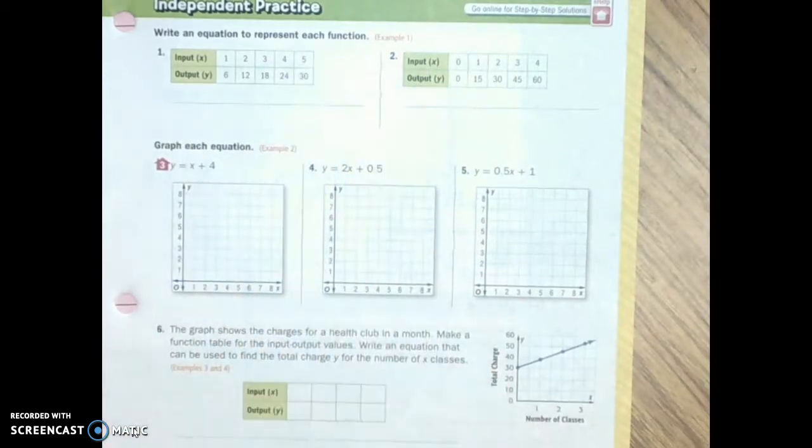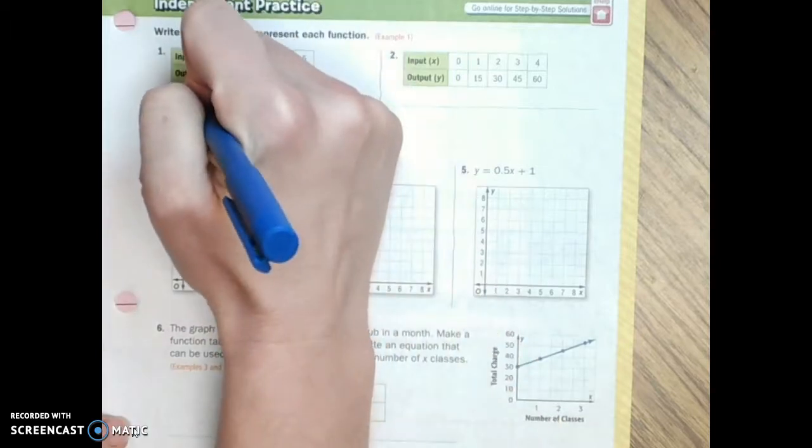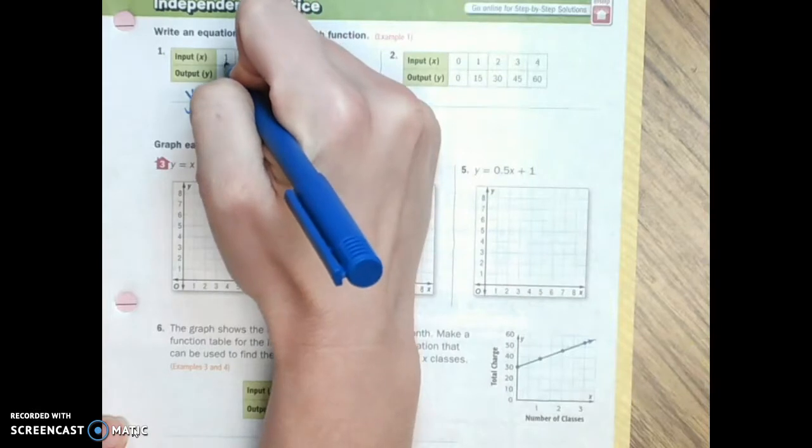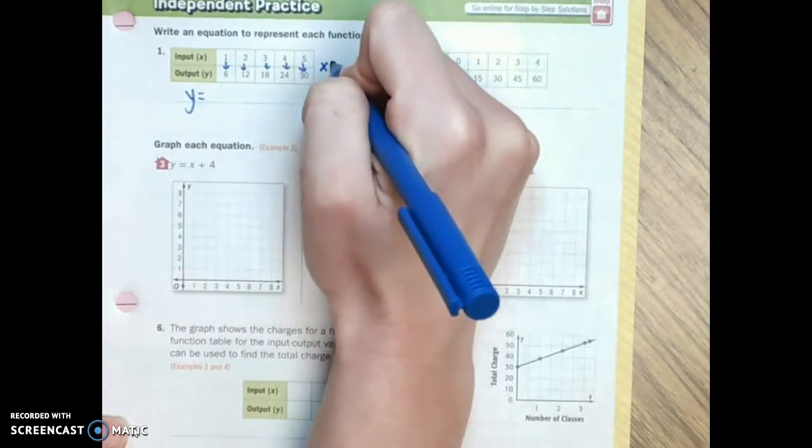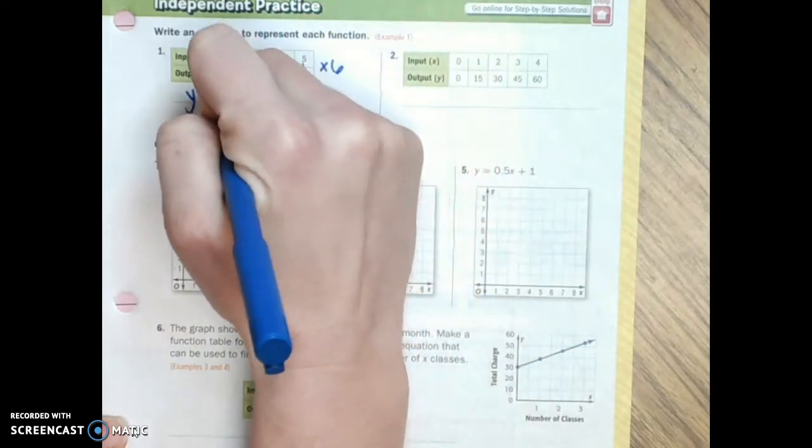The first two, they give you tables and they want you to write an equation. So remember, you're going to start with y equals, and then you're going to tell me how I'm going to get from the top to the bottom. And if you notice, we're going to be multiplying by 6, so y equals 6x.